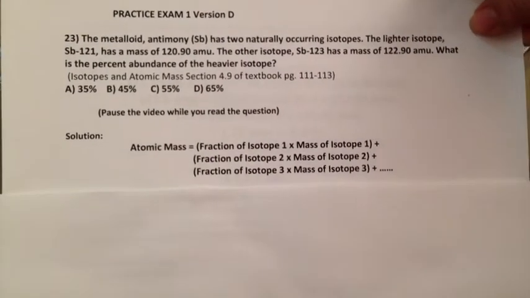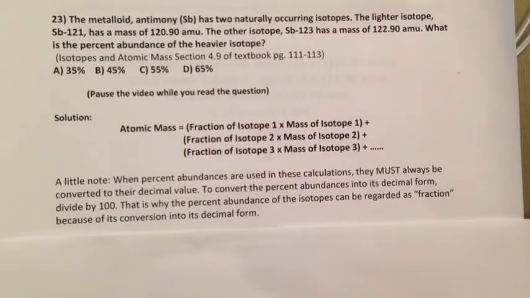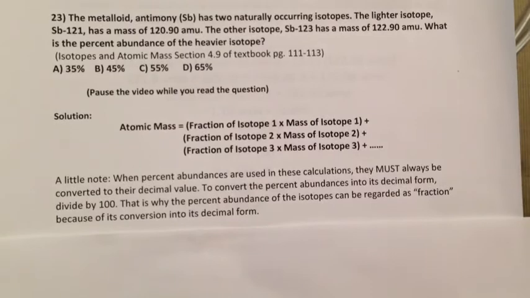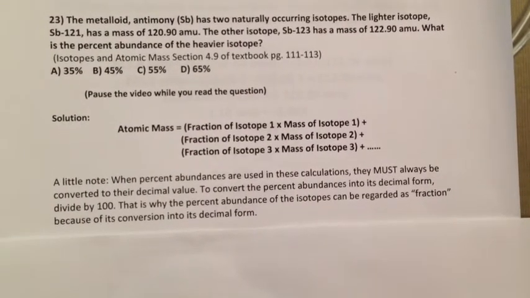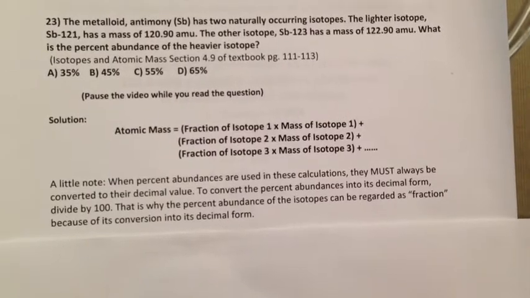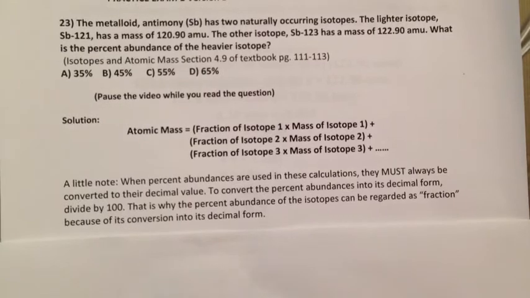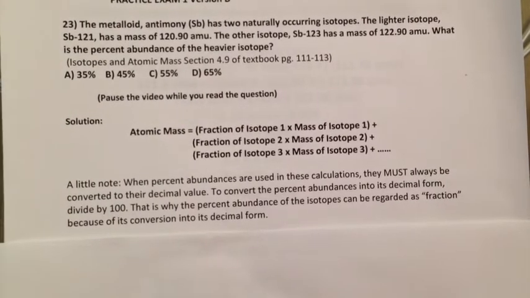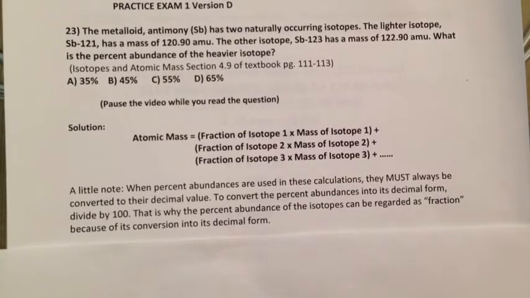A little note: when percent abundances are used in these calculations, they must always be converted to their decimal value. To convert the percent abundances into its decimal form, divide by 100. That is why the percent abundance of the isotopes can be regarded as fraction because of its conversion into its decimal form.